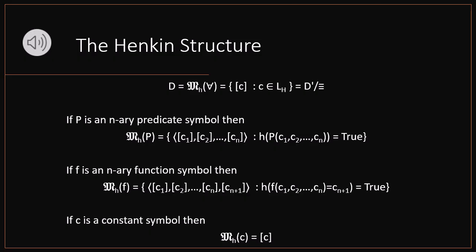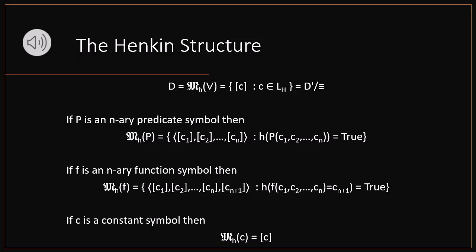So basically we're just going to collect together those equivalence classes that were marked as true from the truth assignment. Now, this same thing can be done for the function symbols, but in this case, we need n plus 1-ary tuples. So we need that extra n plus 1th value to denote the actual output of the function.